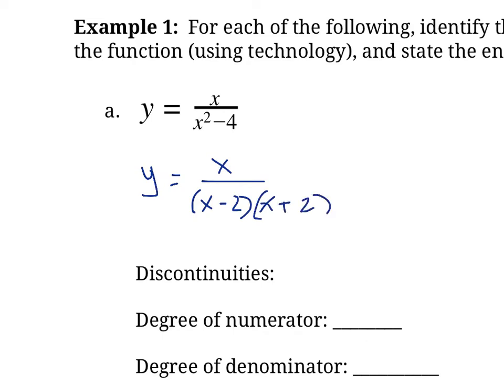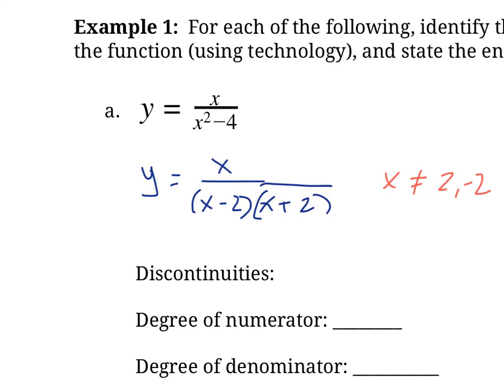My question for you is, based on the previous page, will 2 and negative 2... so we know, I'm sorry, let me just do this. x cannot equal 2 and negative 2, right? Because that makes the denominator equal to 0. Are these going to be holes, or are they going to be vertical asymptotes? What do you think?